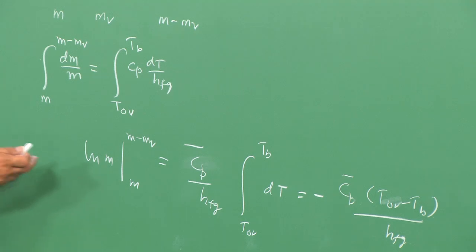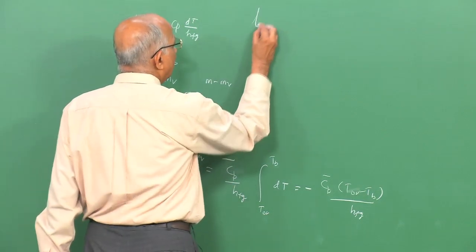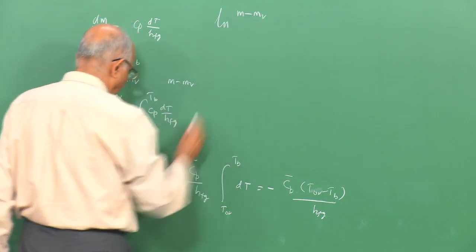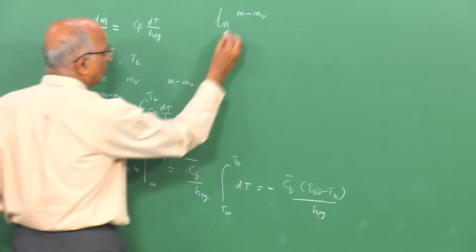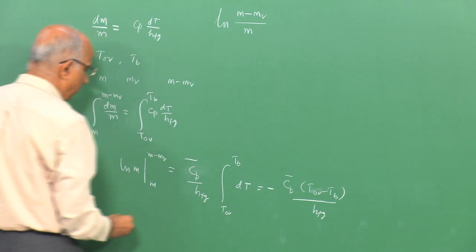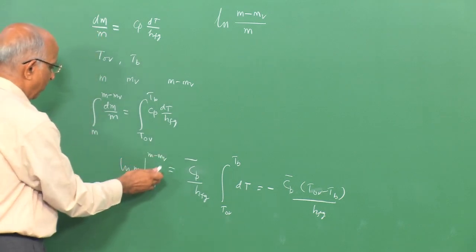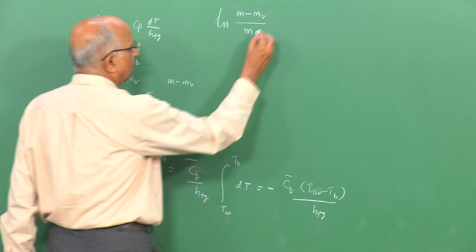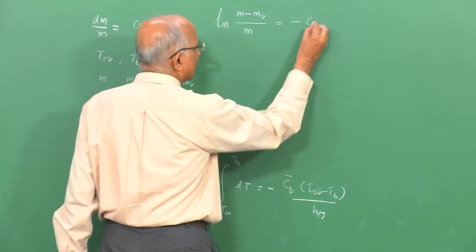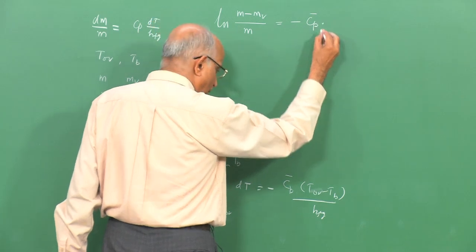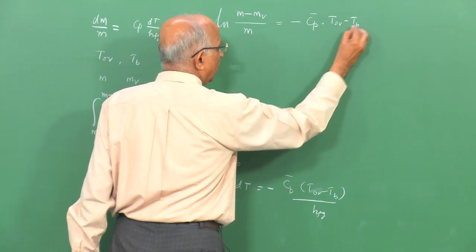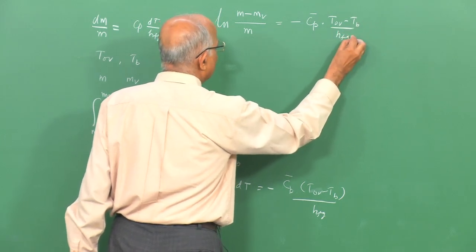Therefore, if I look at the left hand side, I have ln of (m minus mv) minus ln m, which I can also write as ln of (m minus mv) divided by m. This is equal to minus Cp bar into the metastable temperature minus the boiling temperature, divided by HFG.